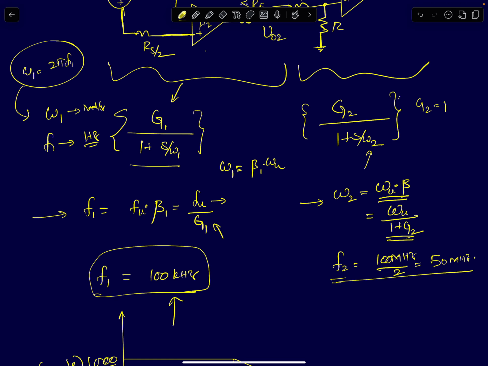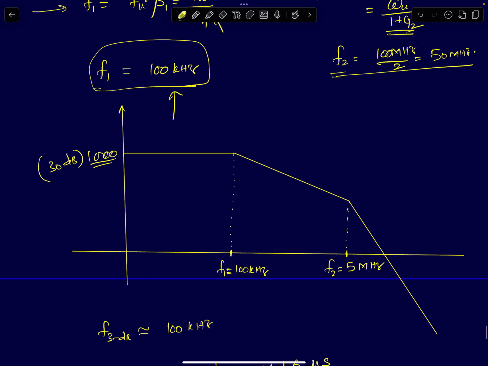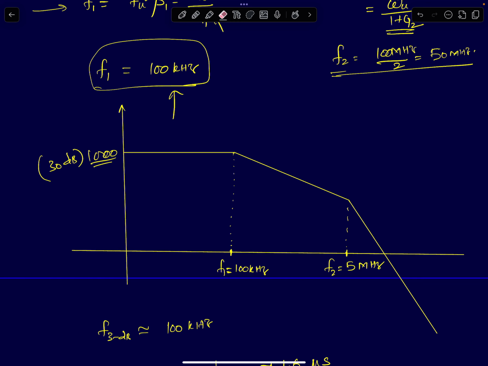So this is 50 megahertz. Now if you plot it on the frequency response graph, this term is going to be at 50 megahertz. In fact, this plot is not shown to scale, but you can see that from 100 kilohertz to 50 megahertz, that's more than 2 orders of magnitude. 1 order of magnitude from 100 kilohertz, you will go to 1 meg.